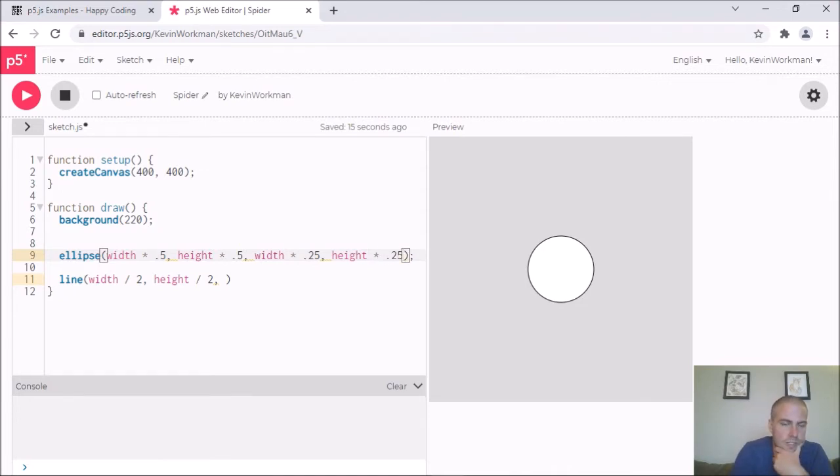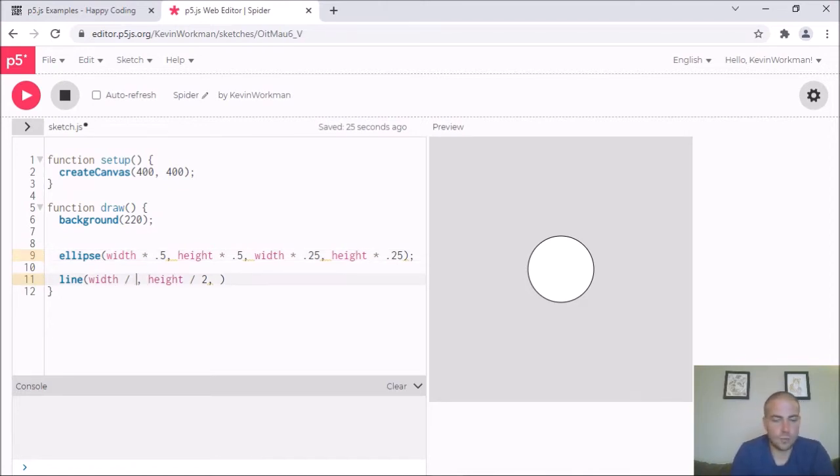So same deal. P5 is a little bit finicky. It wants me to say 0.5. I kind of don't agree with it. I don't know if that makes it more readable, so I'm going to stick with just 0.5 and not worry too much that P5 doesn't like my personal preference here.